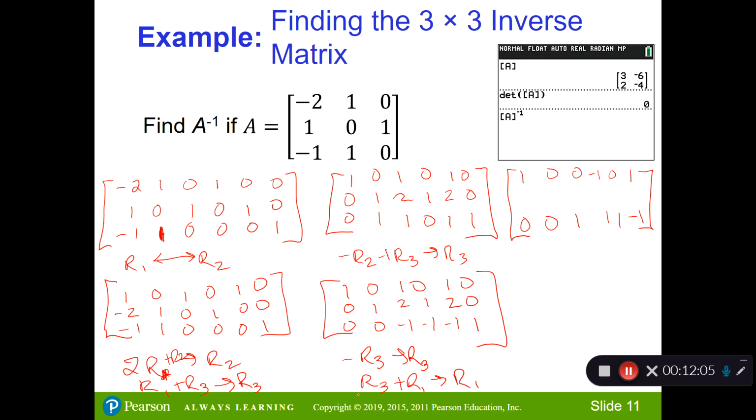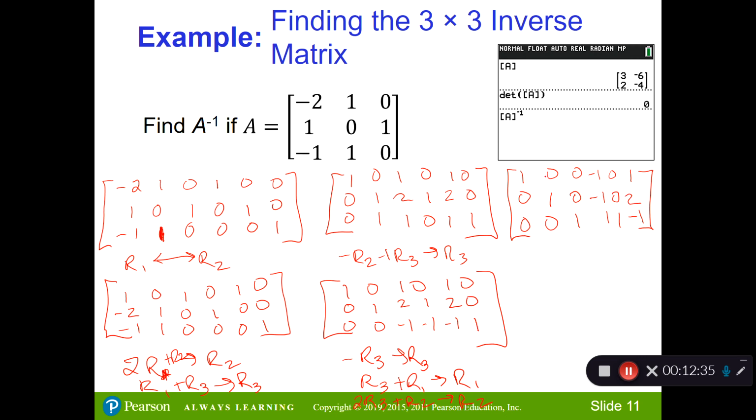So I'm going to do 2 times row 3 added to row 2 and put it back where row 2 is. So 0 added to 0 is 0. 0 added to 1 is a 1. Now, negative 2 added to 2 is a 0. Negative 2 added to 1 is a negative 1. Negative 2 added to 2 is a 0. And 2 added to 0 is a 2.